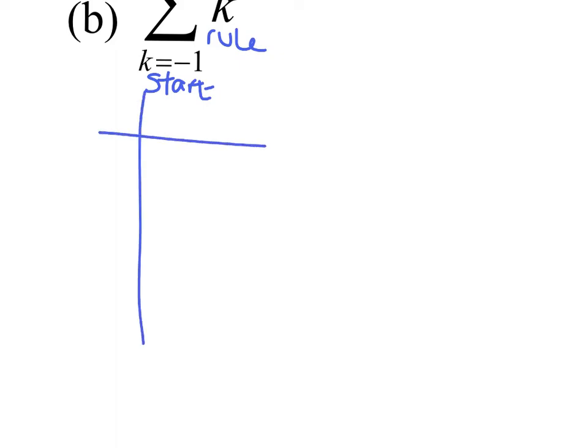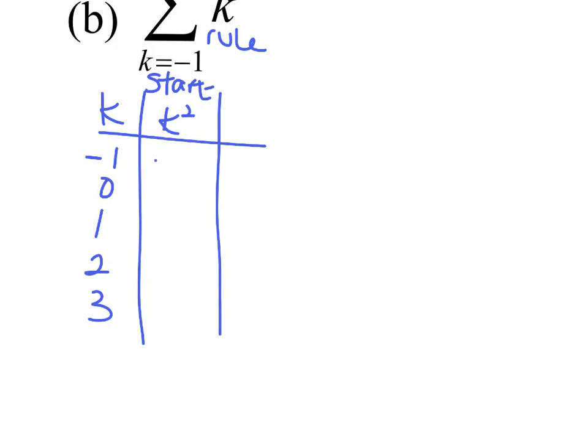All right, looking at B, they're now using k instead of i. They're going to switch it up every time. So I'm going to start at -1 and end at 3, and k squared is my rule. So if you liked the chart, you can do that. So my k, I'm going to start with -1, and I'm going to go up to 3. The work I'm going to show is k squared, and let's see what we get. So I have -1 squared. Be careful there. It's 1.